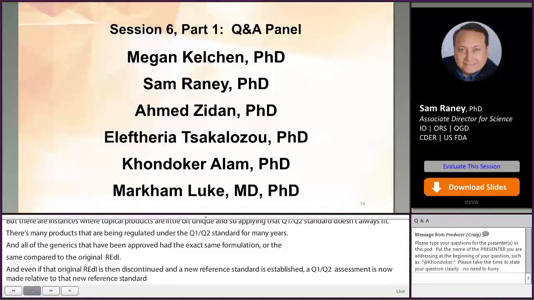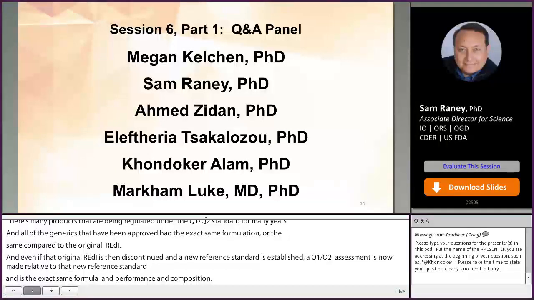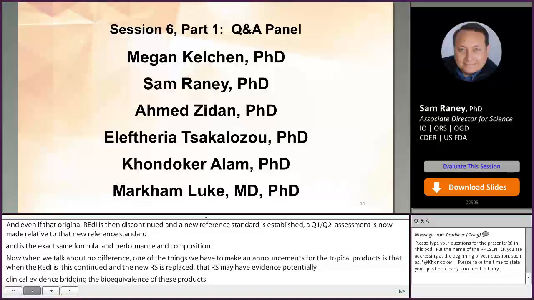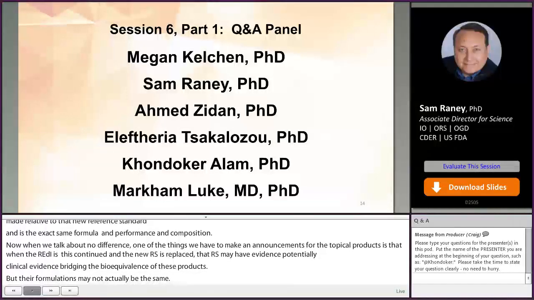Now, when we talk about no difference, one of the things that we have to make an allowance for with topical products is that when the RLD is discontinued and the new RS is in place, that RS may have evidence, potentially clinical evidence, bridging the bioequivalence of those products, but their formulations may not actually be the same. And so there are conventions where we've utilized the no difference standard, where you would say, well, Q1, Q2 sameness would require you to demonstrate that your test product matches the components and composition of the RLD, which is now discontinued, which you can't even deformulate anymore, and which is different than the current RS. So in this way, that would sort of be a blockade for being able to use a characterization-based approach.